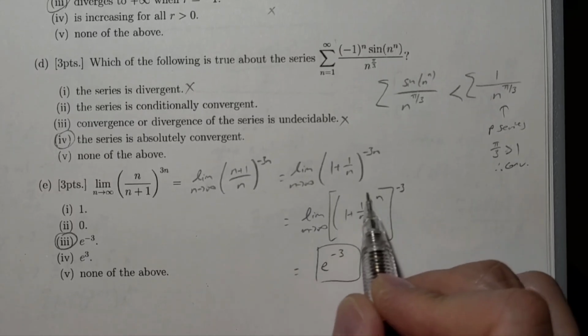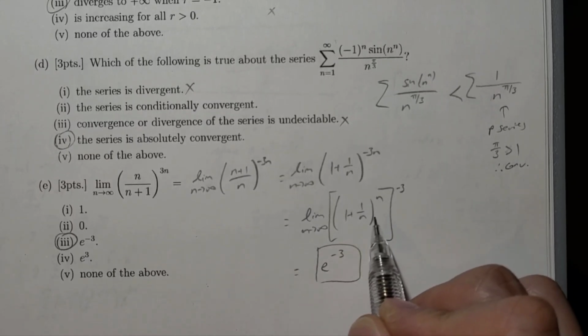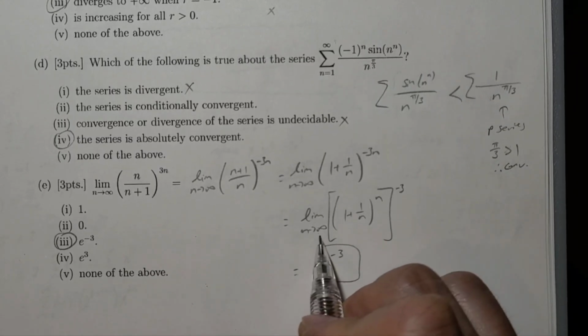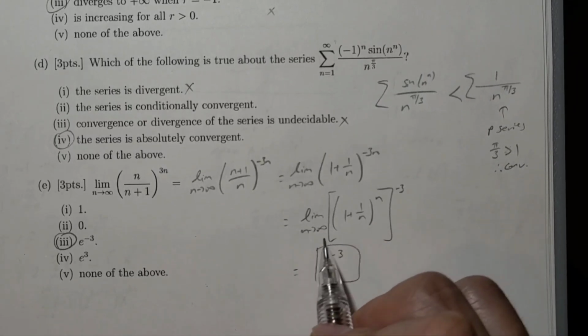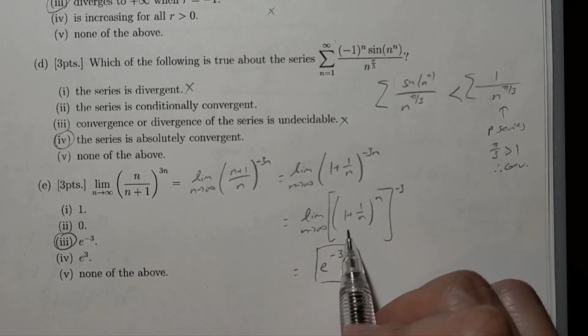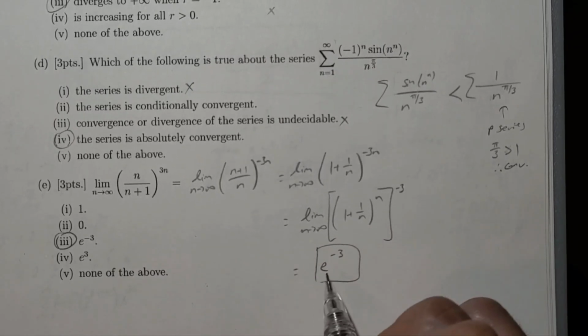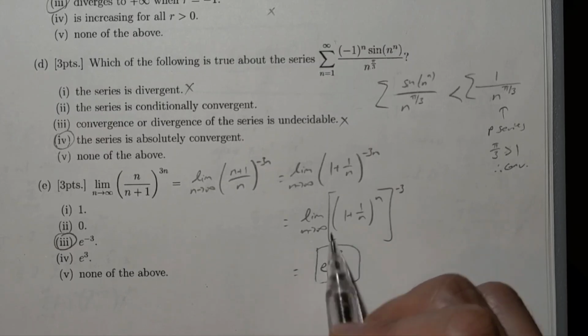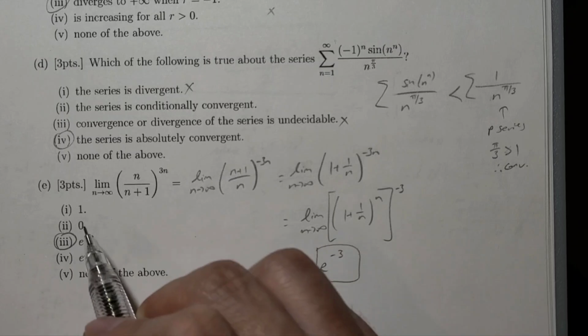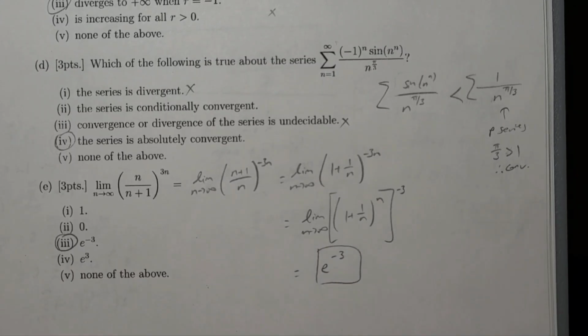This is e, if I take the limit as n goes to infinity. It's not continuous, so this is the limit as n goes to infinity, but you can use that property of limits, where you can find the inside first, and then find the outside, right? Or plug it into the outside. So the answer is e to the minus 3 power. Answer is 3. Choice 3.